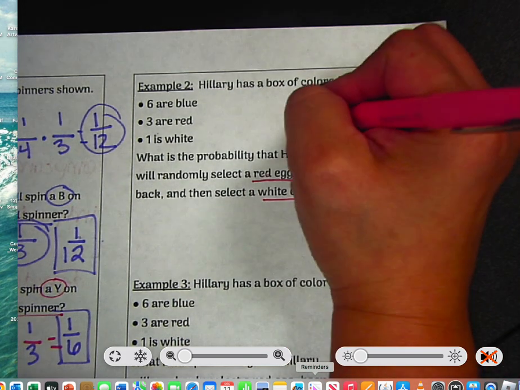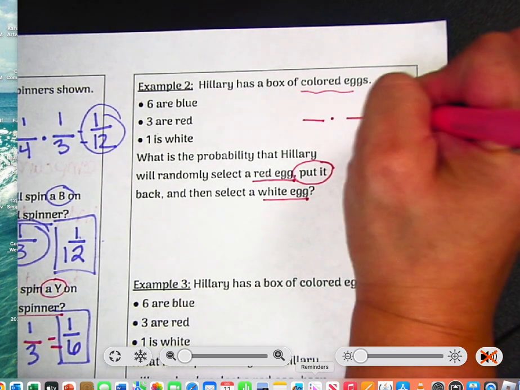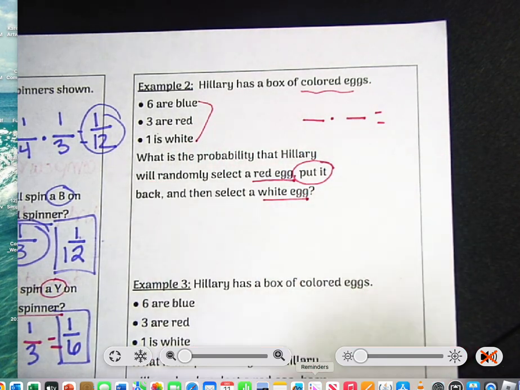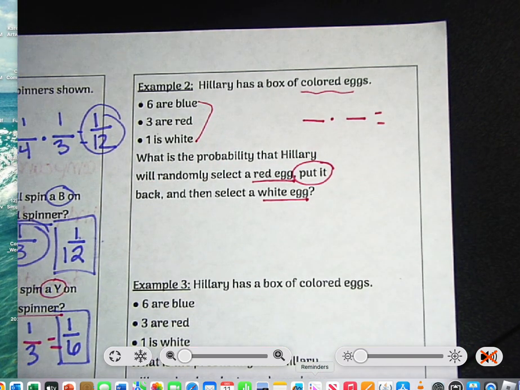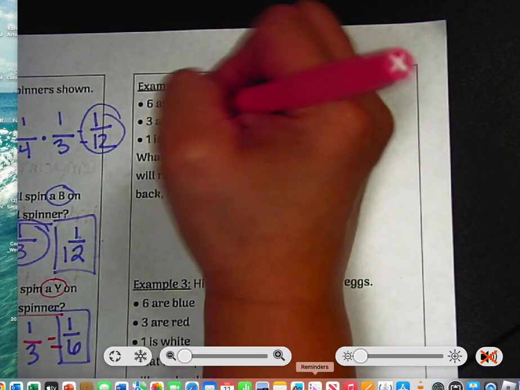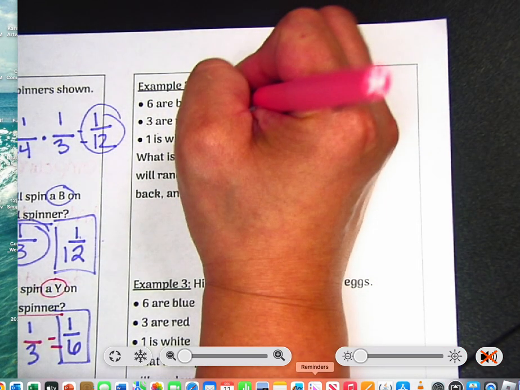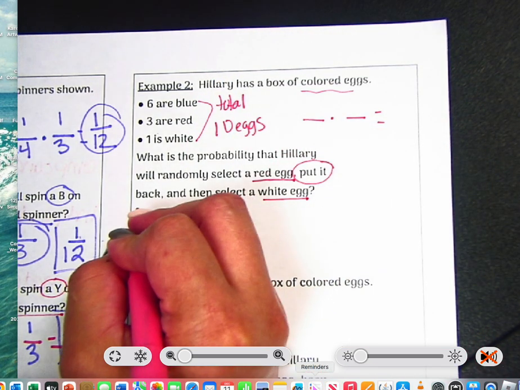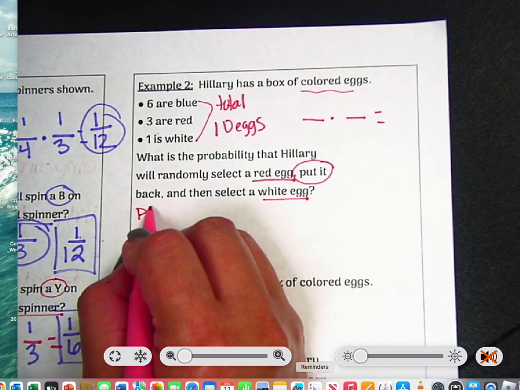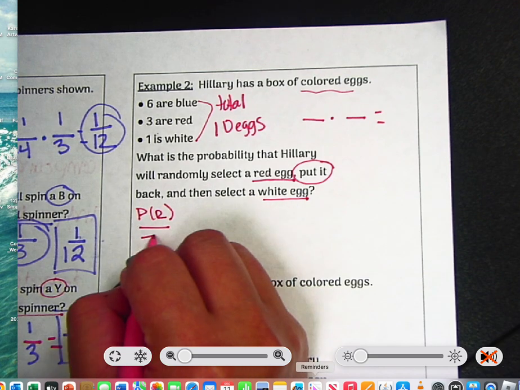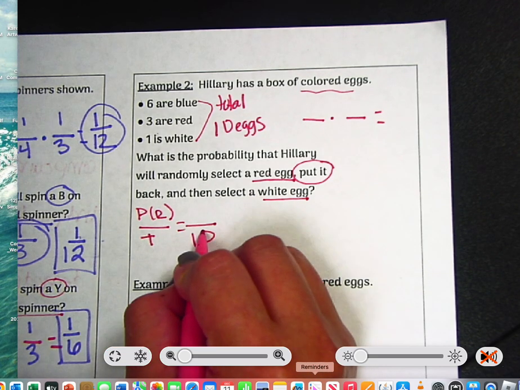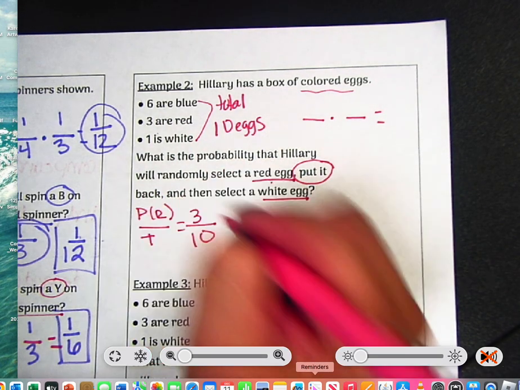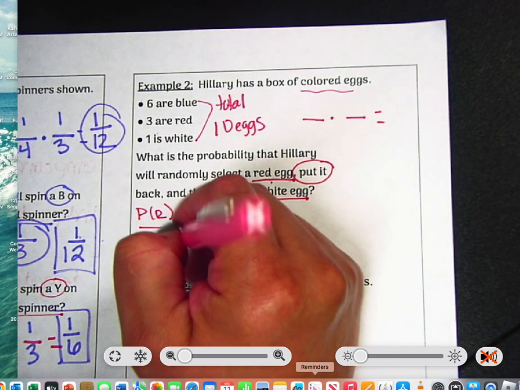So I'm going to go ahead and set that up here. I'm going to put my 2 fractions because I have 2 events. First thing you have to do is find out your total number of eggs that are in the bag. 6 plus 3 plus 1 is going to give me a total of 10 eggs. Okay, so the probability of me getting a red egg out of my total. So again, there are 10 eggs, and how many of those are red? 3. 3 out of 10. So this is in simple terms, so that's my first event.